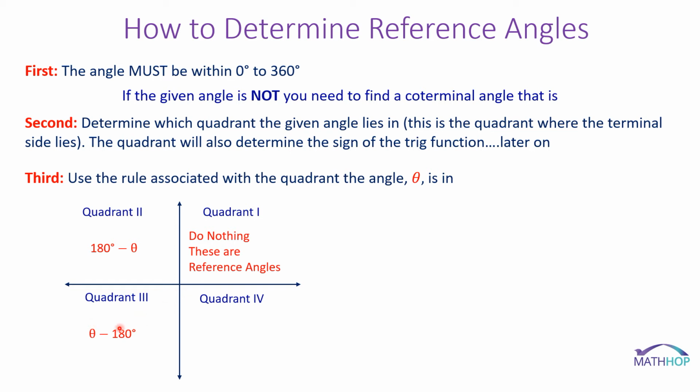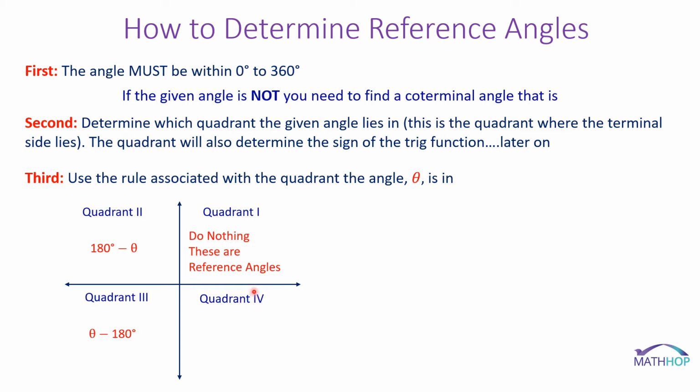Quadrant 3, so now you're talking about angles like 210. You're going to take the angle, like 210, and subtract 180, and that's going to give you the measure from that terminal side to the x-axis. Okay, so if I want to know terminal side to the x-axis in quadrant 4, what do you think I'm going to do? What if I had 330 degrees right here?